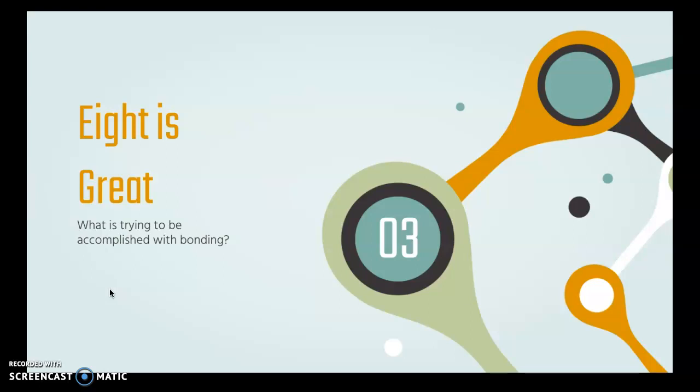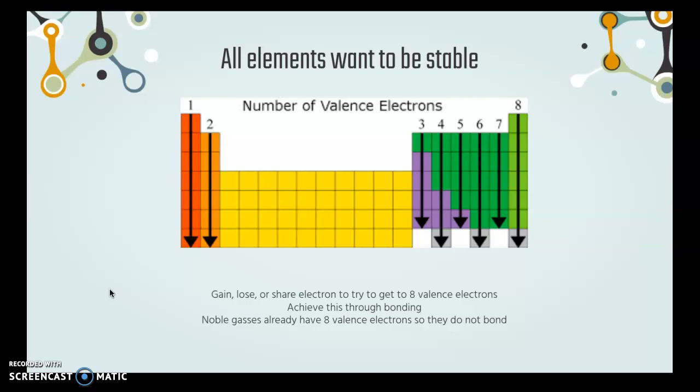Now, when we talk about numbers, there is a number that we're going to target or focus on during this unit. We're going to be looking at 8 is great. Now, that's what I call it. I don't know if that's the actual technical rule name for it, but we are going to be focusing on what we're trying to accomplish with bonding. So when we're making these different bonds, what we're trying to accomplish is we want elements to be stable, and that number that helps it be stable is to have 8 valence electrons. And we achieve this by doing the different types of bonding.